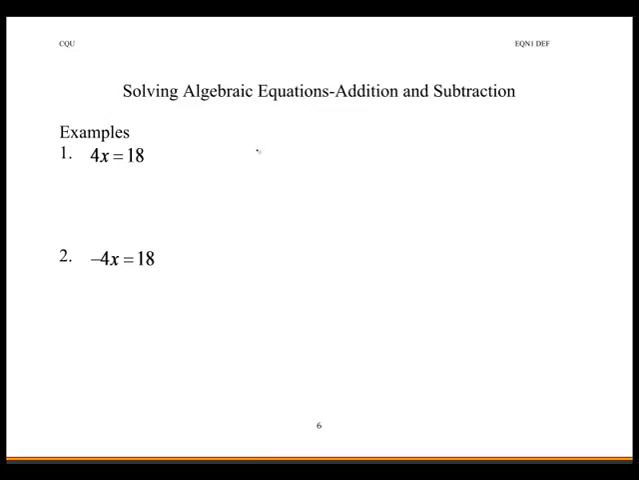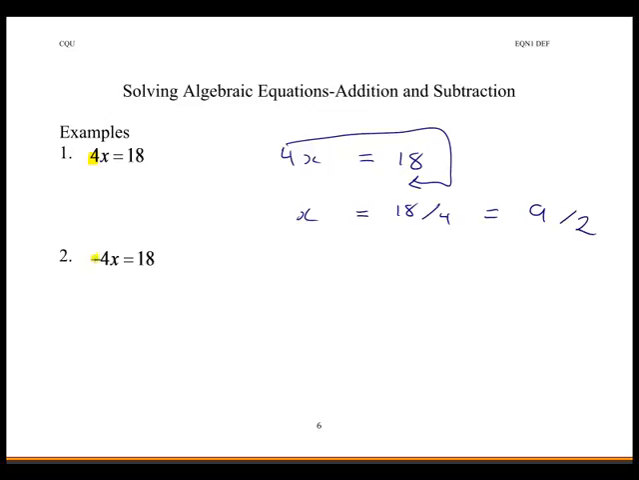Okay, so let's go through a few more examples here. So here we've got 4x equals 18. That's like an invisible multiplication sign between the 4 and the x. So we do the opposite, which is division, so 18 over 4. Now you can use a calculator if you want to. It's up to you.